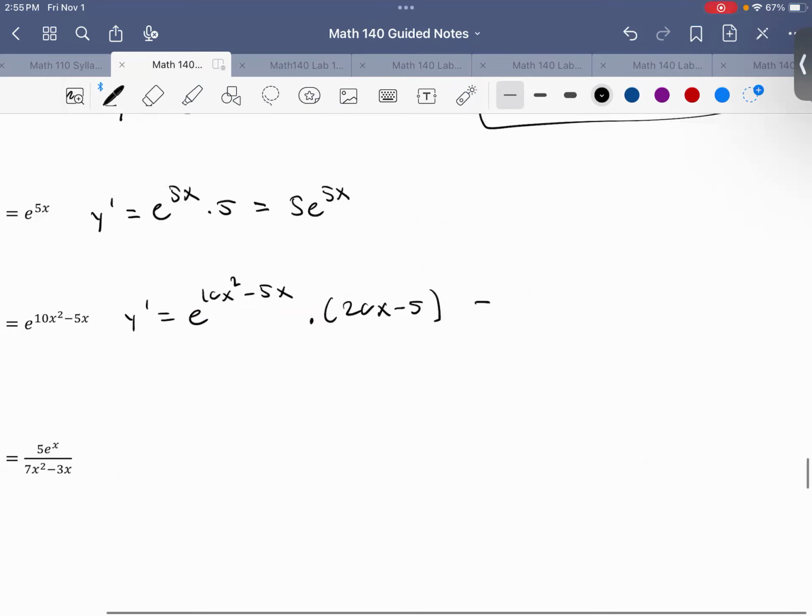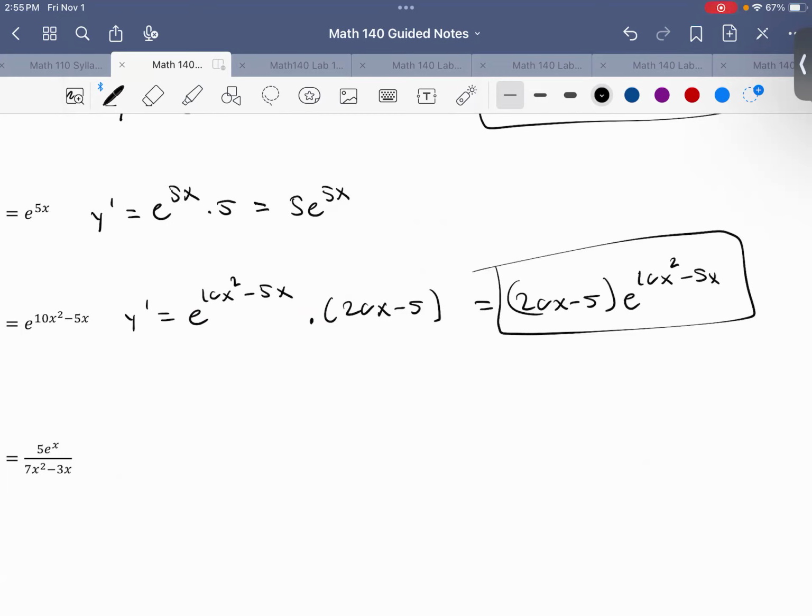So we could rewrite this to clean it up. So 20x minus 5 times e to the 10x squared minus 5x. And that would be our answer.